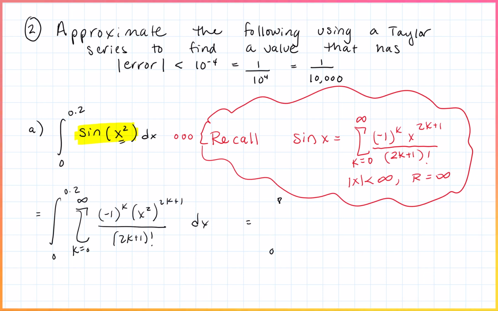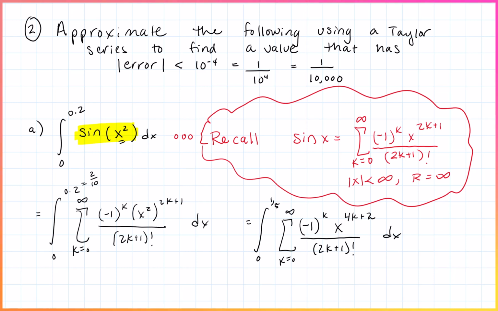So you know what I actually am going to do? Because I want to work with, rather than decimals, I prefer to work with fractions. So this is 2/10, which is 1/5. So I'm going to write that as 1/5. Okay, this is the power series from k equals 0 to infinity of negative 1 to the k. Use my rules of exponents there, and that becomes x to the 4k plus 2 all over 2k plus 1 factorial. And we want to integrate that.